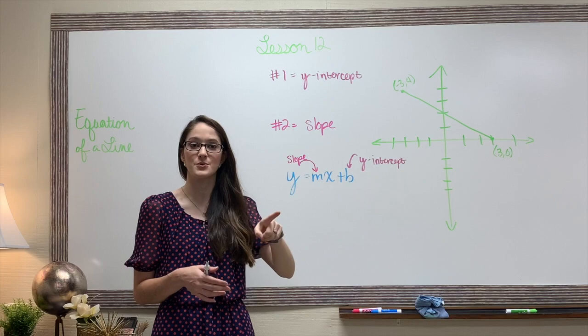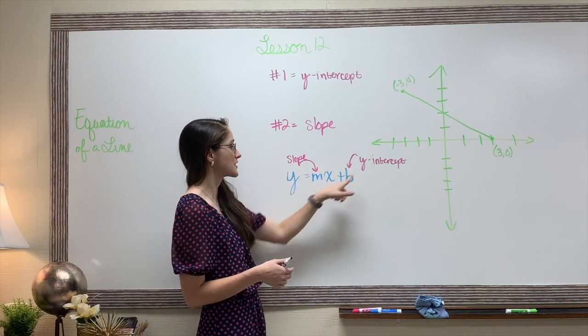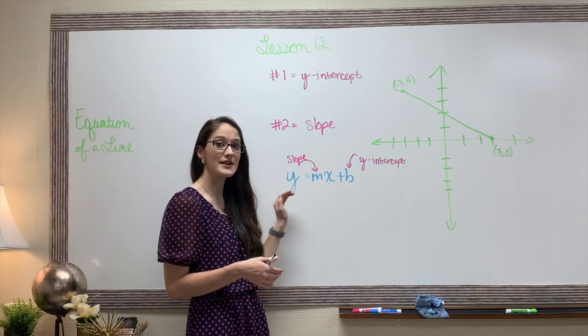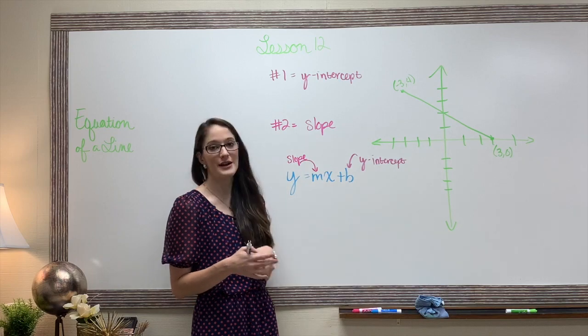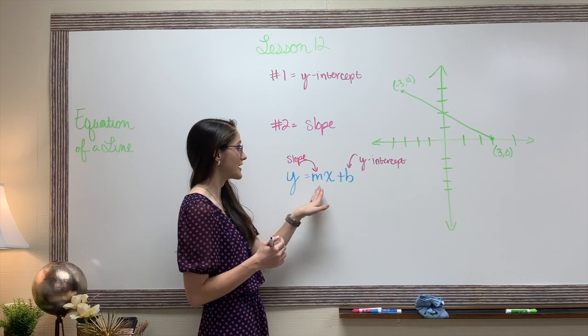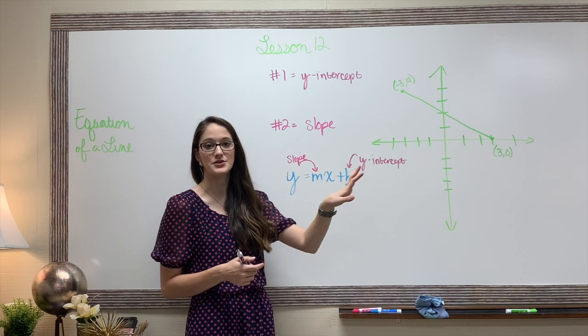Step number one, find your y-intercept. Step number two, find your slope, and then you're going to take both of those numbers and apply that into our master equation for slope-intercept form, y equals mx plus b. Remember that m represents our slope and b represents our y-intercept.